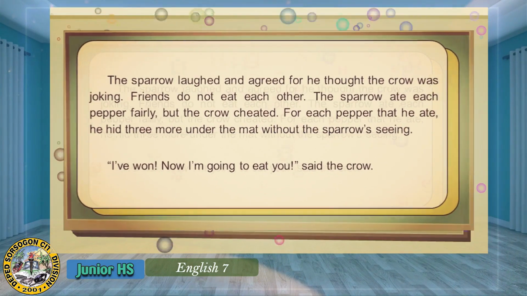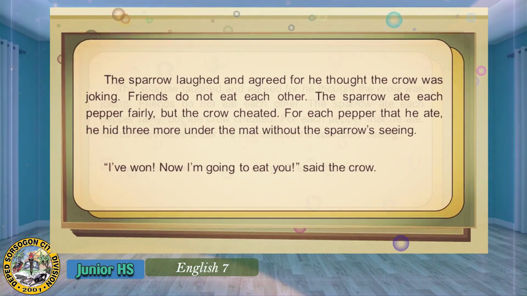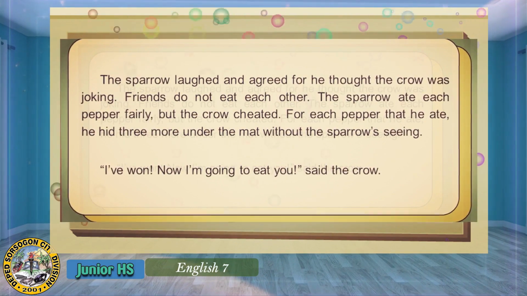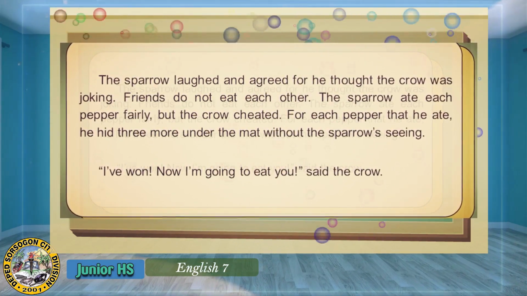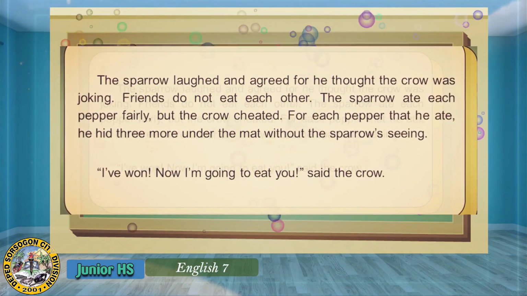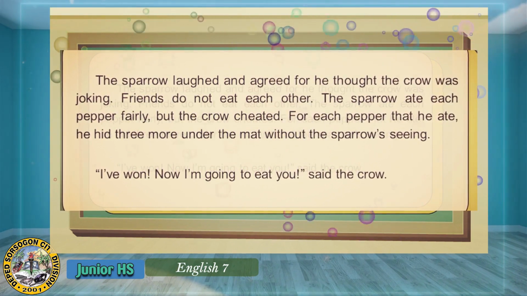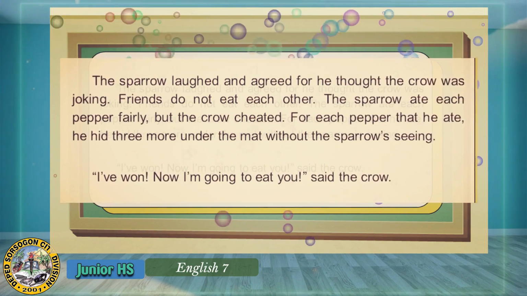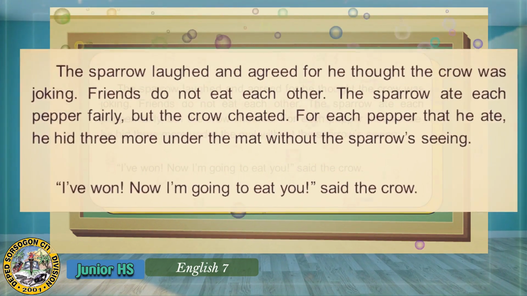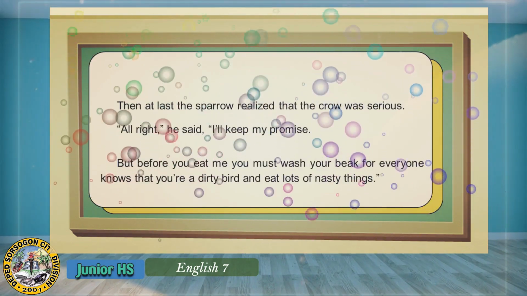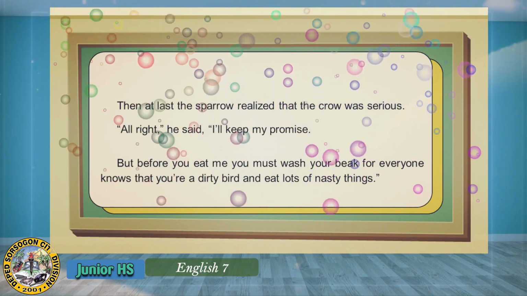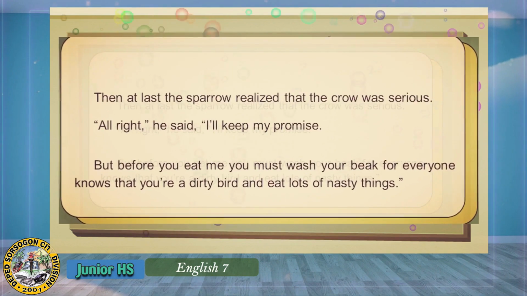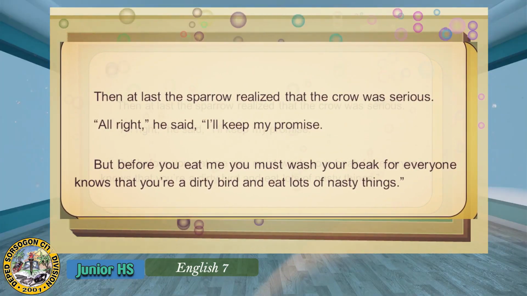Friends do not eat each other. The sparrow ate each pepper fairly, but the crow cheated. For each pepper that he ate, he hid 3 more under the mat without the sparrow seeing. "I've won! Now I'm going to eat you," said the crow. Then at last, the sparrow realized that the crow was serious. "All right," he said, "I'll keep my promise."